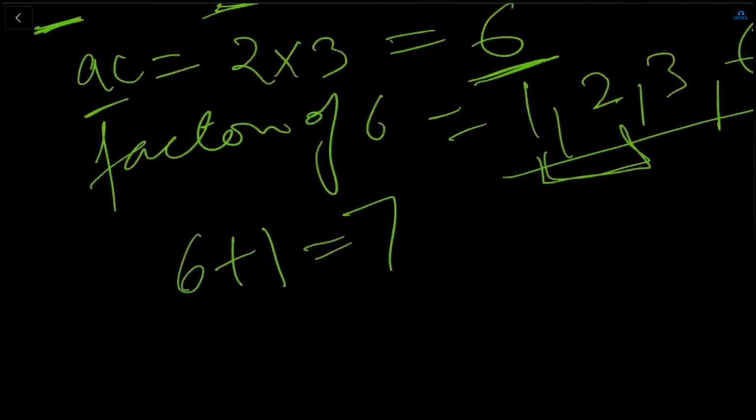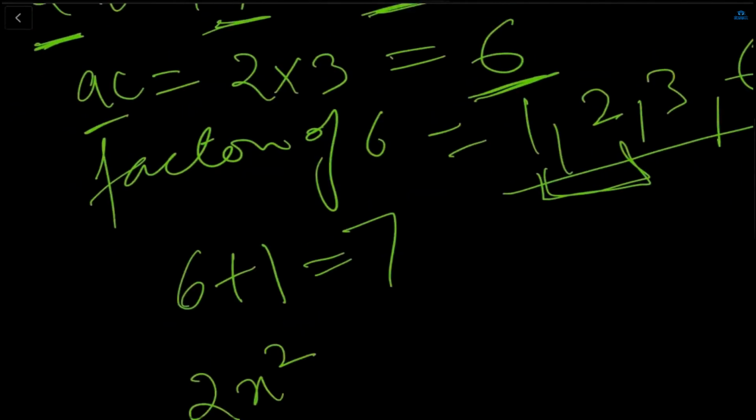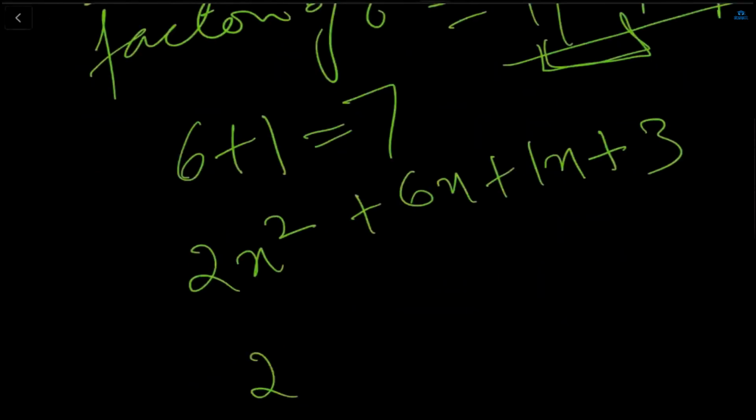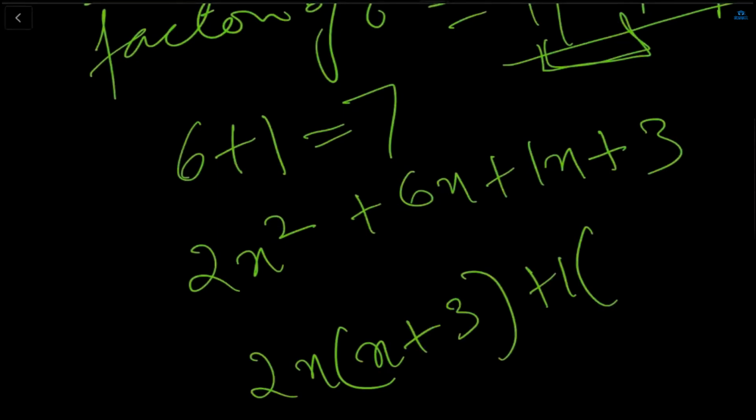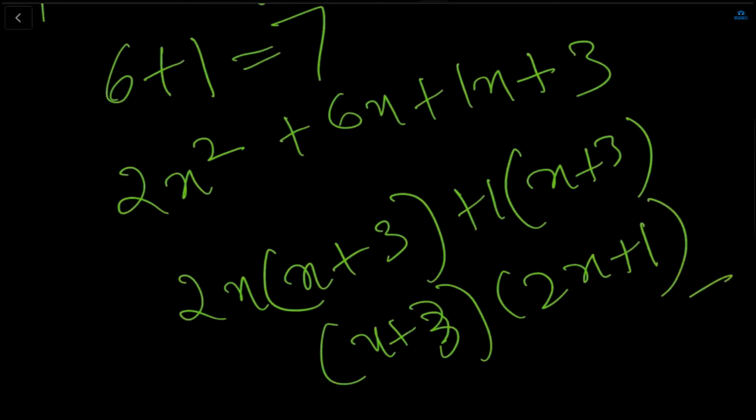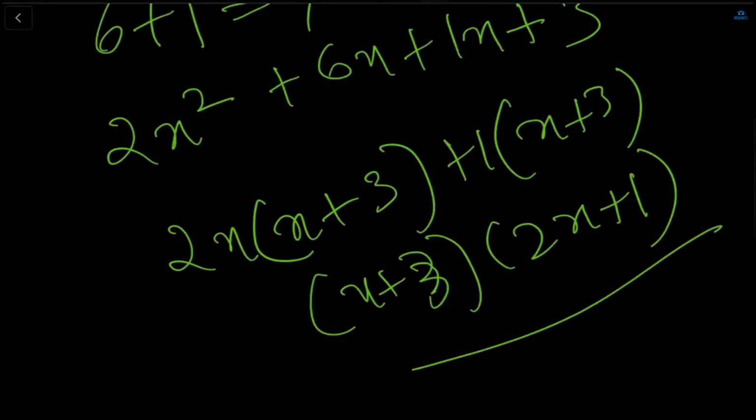So it will be split in the form 2x square plus 6x plus 1x plus 3. Here you can take 2x common and it will be x plus 3, and here you can take 1 common, x plus 3. So it will be x plus 3 and 2x plus 1. So this is factorized. Understood how you are going to use the splitting of the middle term to factorize.